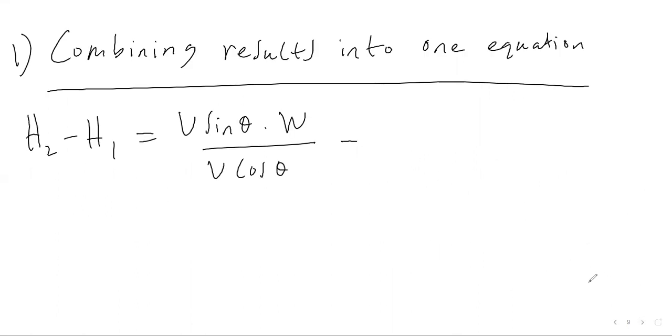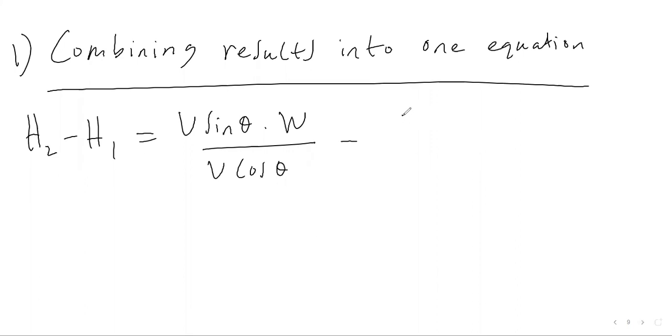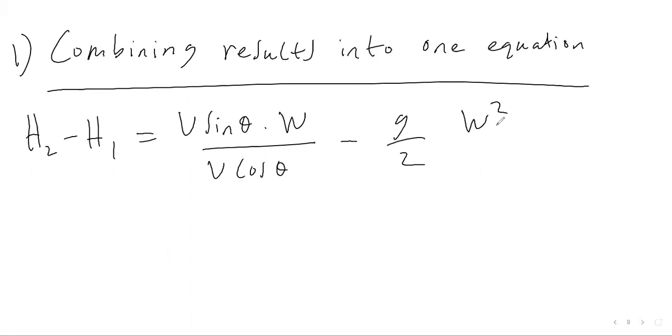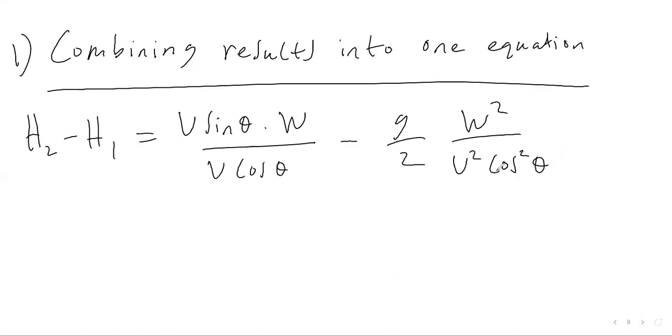And then we've got minus, so remember we've got plus negative gravity, so we've actually got a minus sign now. So minus g over 2, so a half g, and then w over u cos theta squared. So that's going to be w squared over u squared cos squared theta. So we're squaring that, and we're also squaring the bottom. So we're squaring the u and we're squaring the cos theta to give us u squared cos squared theta. Okay, so what can we do now then?